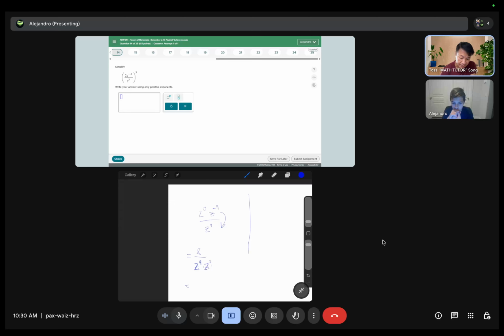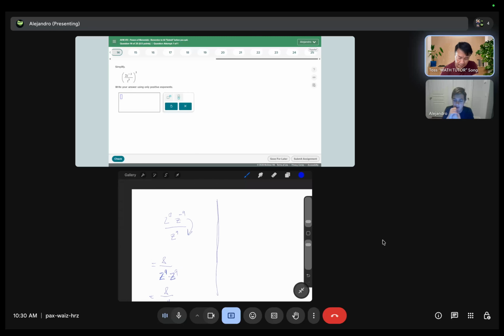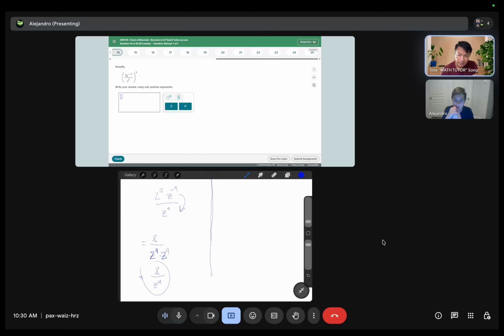Don't forget, there's another z. You're not raising it to another power, so you have to add. So it becomes z to the 18th power, 8 on top. Now, have a look. So this is the answer. But if you were to do it differently, here's the next step.